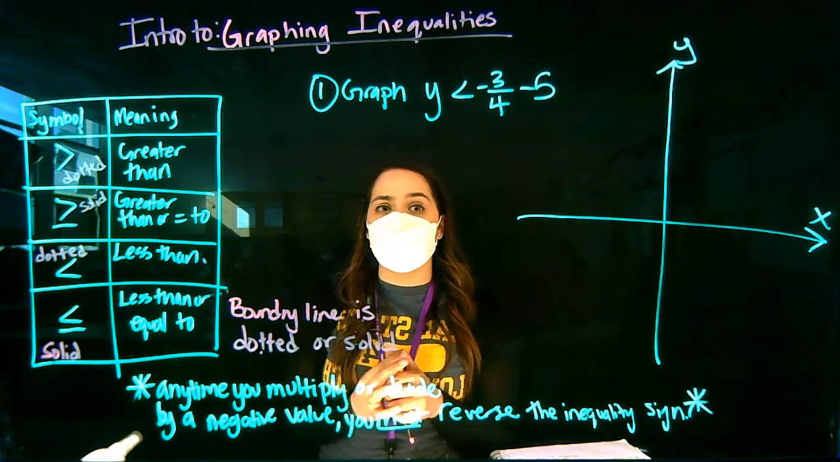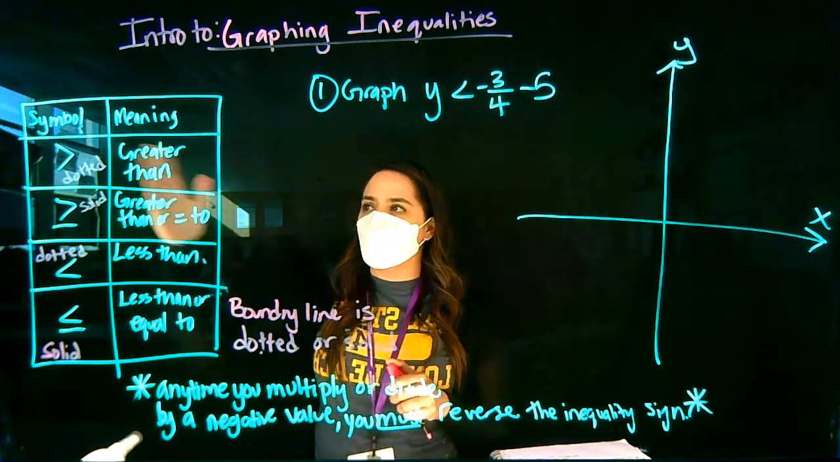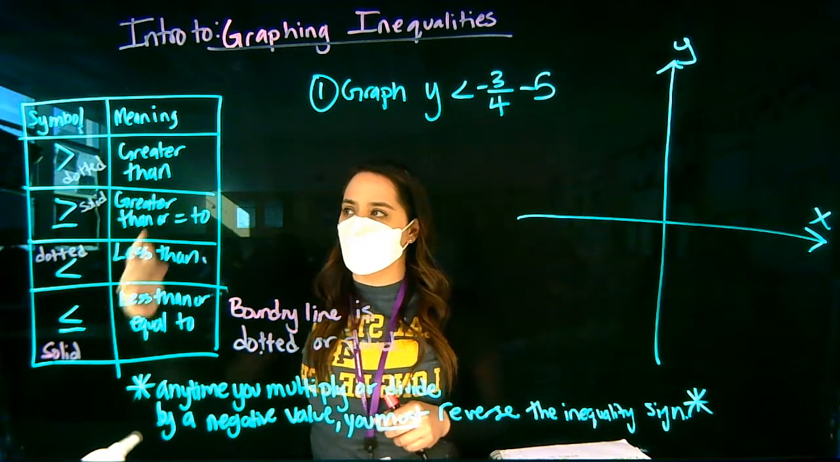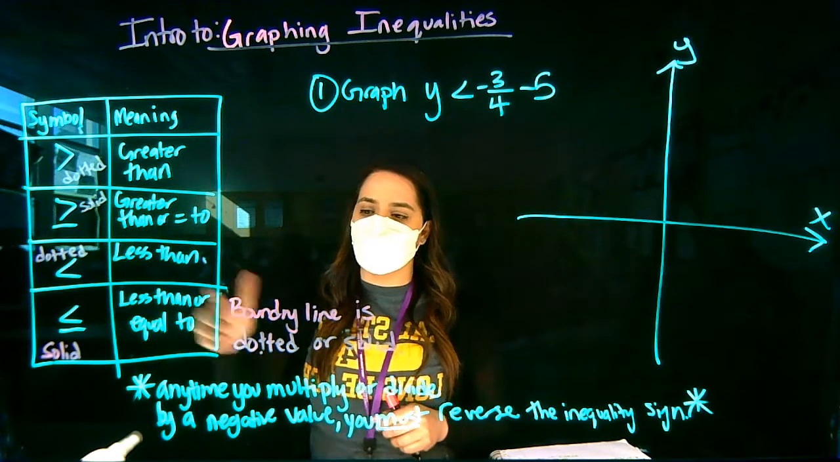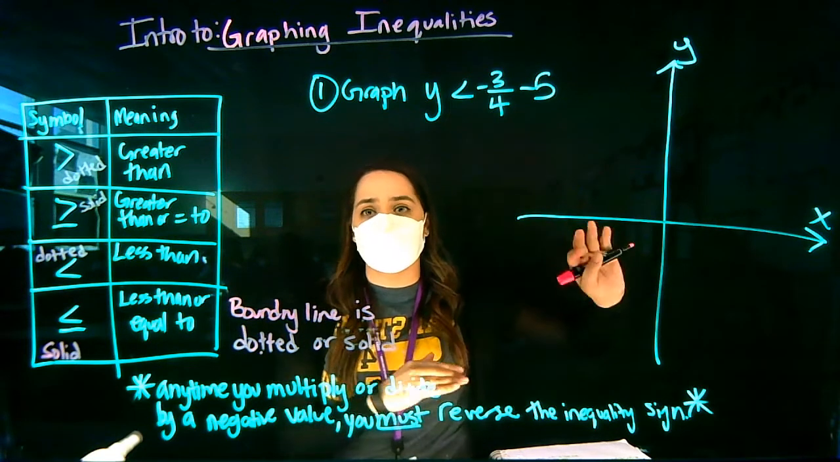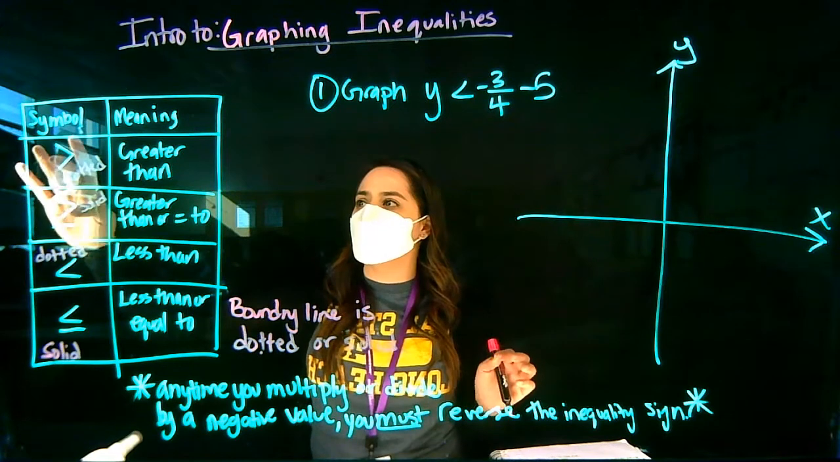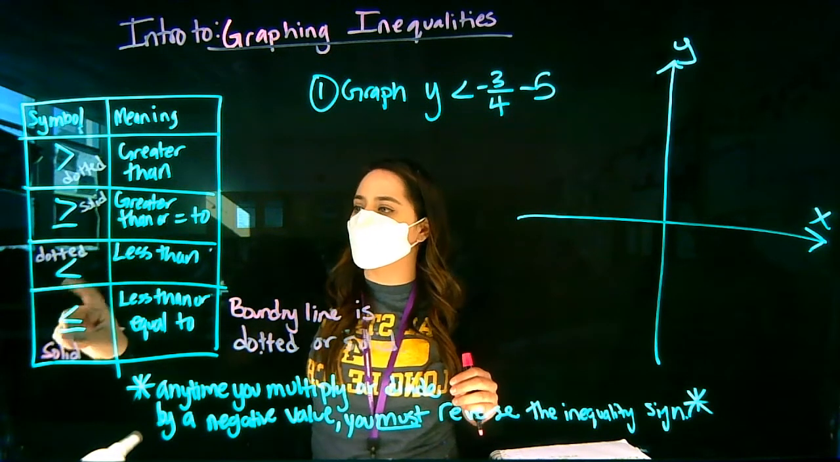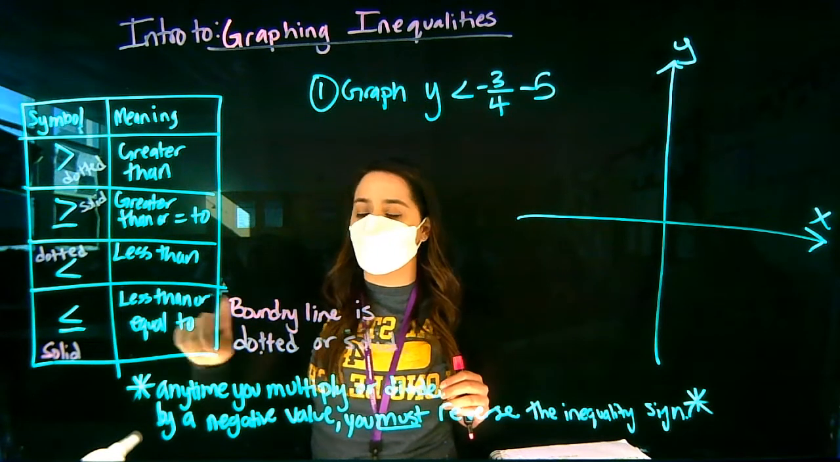I want to review with you what each symbol means, and then the pink writing is basically telling you what type of line you're going to have, what boundary line you're going to have when you eventually graph your inequality. So this symbol represents greater than, this symbol represents greater than or equal to, this symbol is less than, this symbol is less than or equal to.